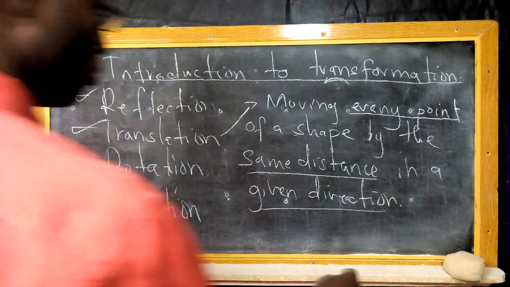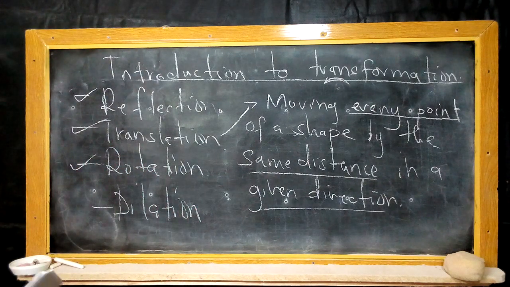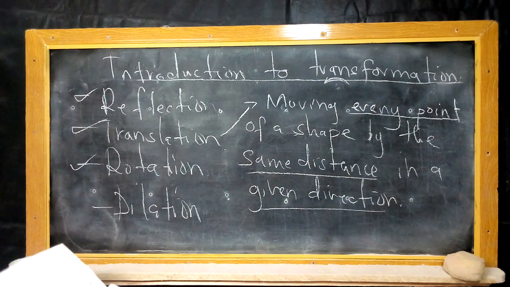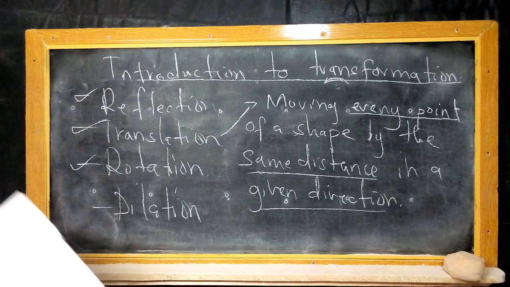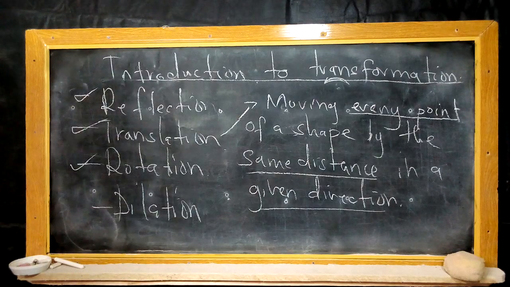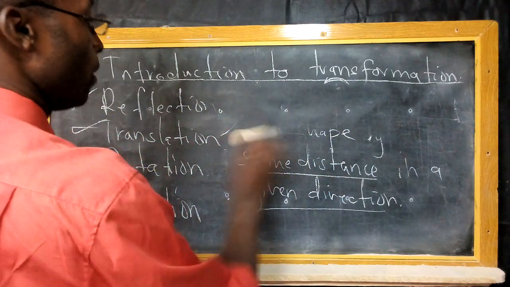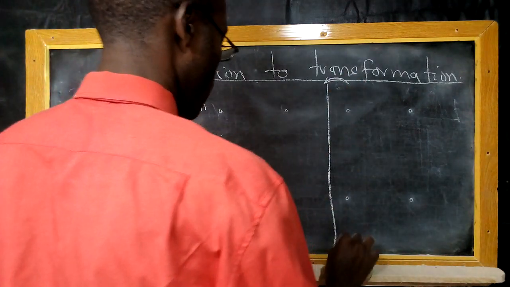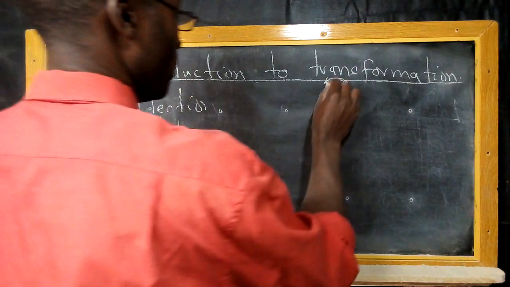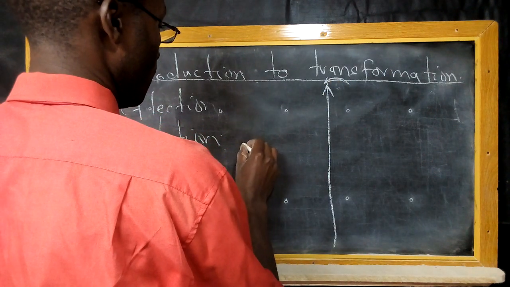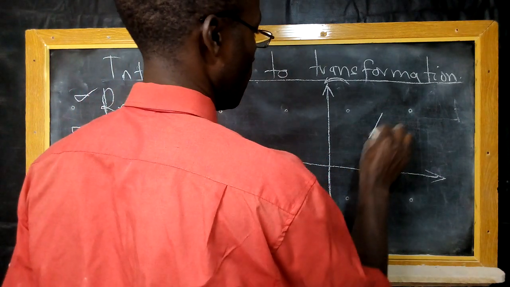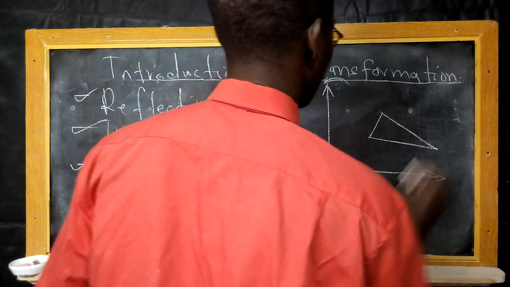And suppose we are just going to give a demonstration for that and try to see what that one refers to. So suppose I have a figure here. This is still along the Cartesian coordinates. And then I have a figure which is a triangle.